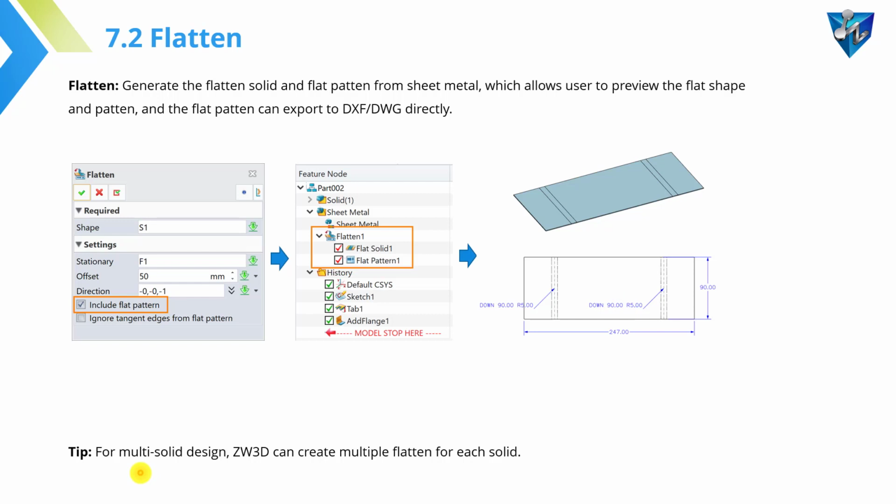And there is a little tip. If you are doing the sheet metal design by multi-solid way, you can create a flattened solid and a pattern for each solid. That's very convenient and high efficiency.